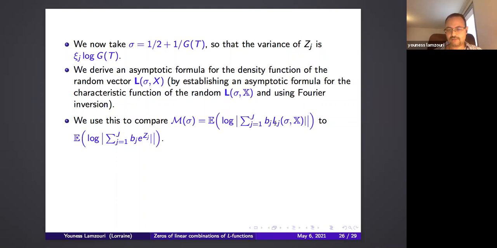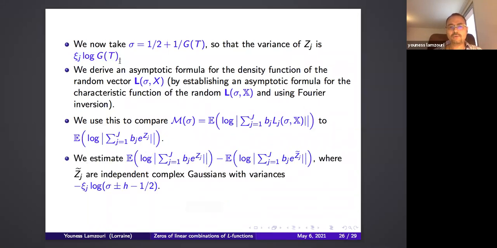Exactly, we change this log of the L_j's, which are in the exponential here, to these random variables Z_j's, which are Gaussian, independent, and have these variances here. And then we change the variances a little bit and we would like to understand this difference, and it turns out to be a technical problem, but not very difficult. So we change Z_j's and Z_j tilde's because we would like information on M at sigma plus h or minus h. So we'd like to tweak a little bit these variances.